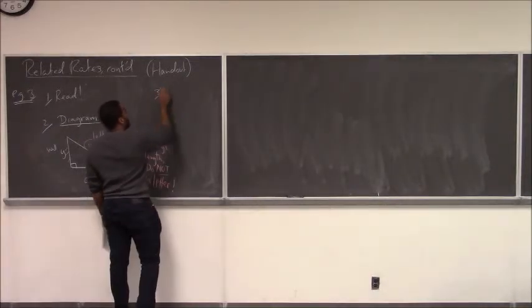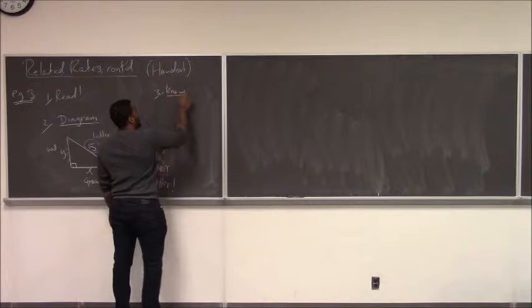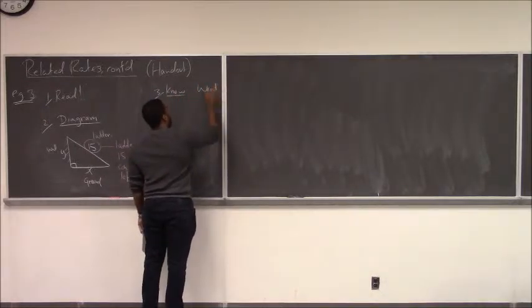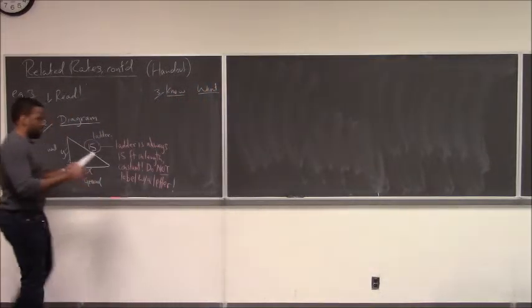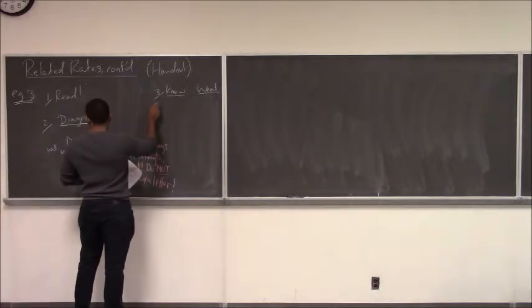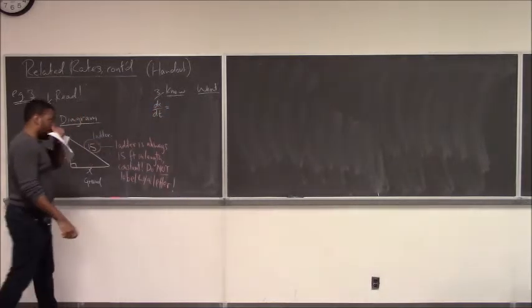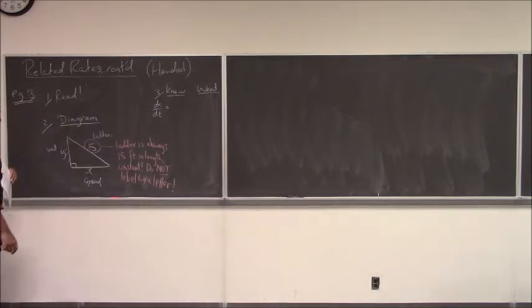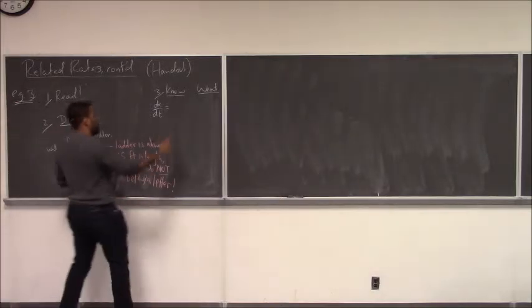Step 3. What do we know, and what do we want? In step 1, we were supposed to read. And so we know that the foot of the ladder is being pulled away from the wall at 2 feet per second. So that means we know how X is changing. And what is that? 2.